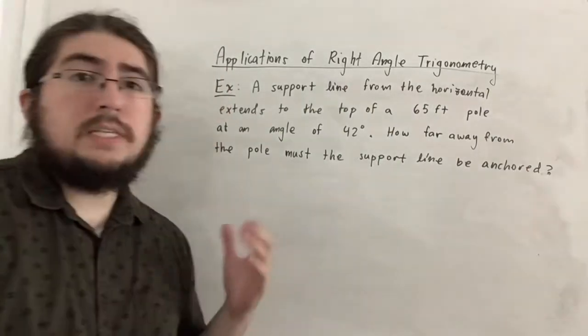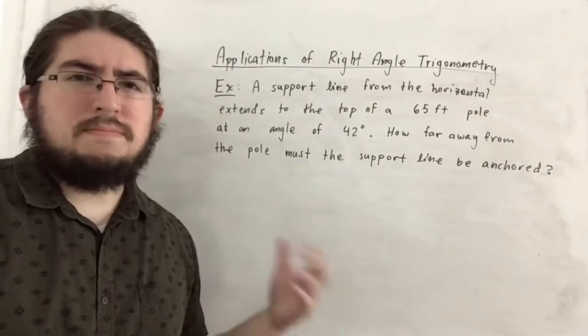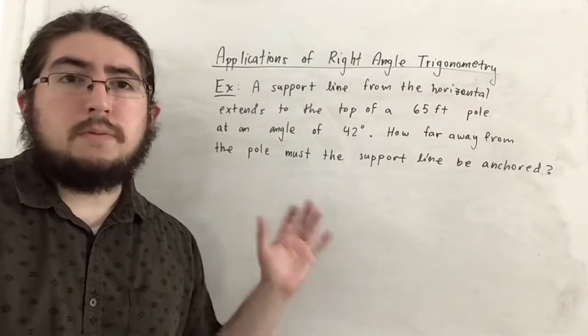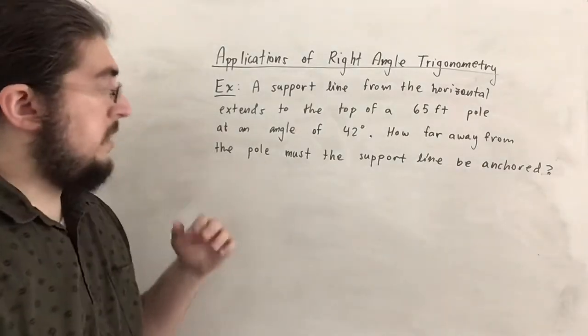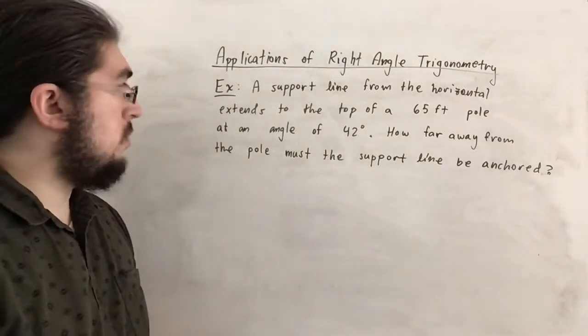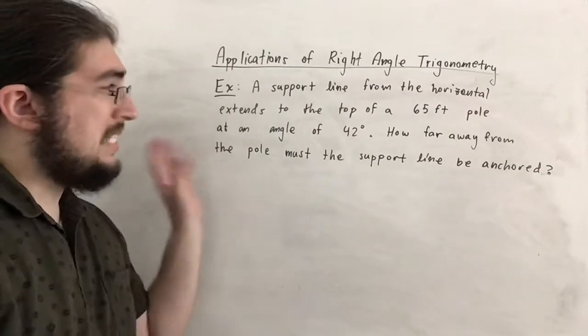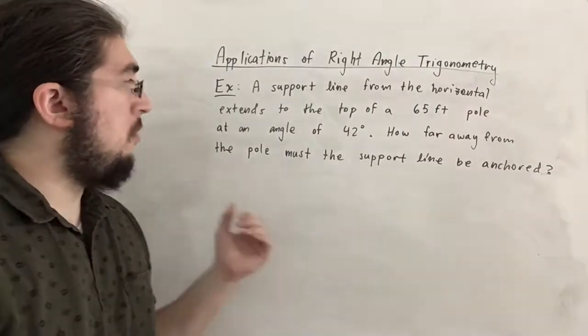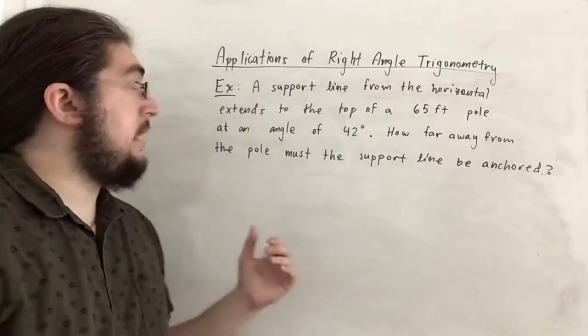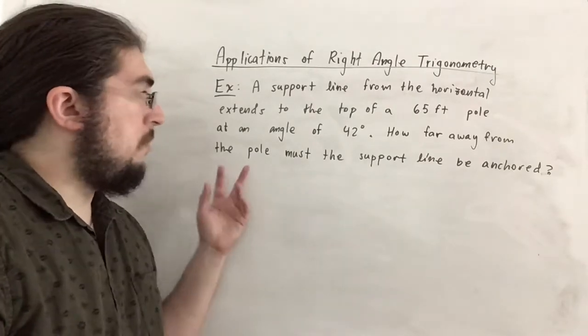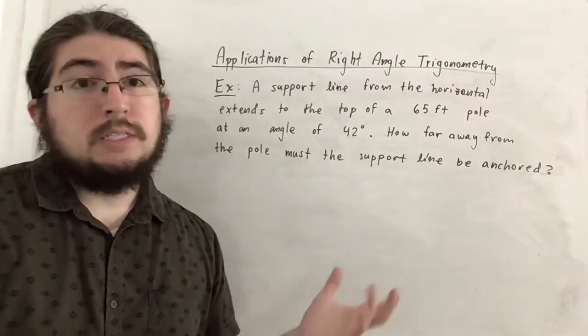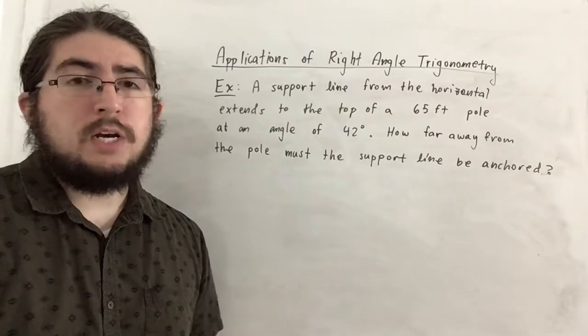All right, so here's a very typical example that we'll see that I was kind of building up to from the previous example. So let's read. It says, support line from the horizontal, so from the floor, extends to the top of a 65-foot pole at an angle of 42 degrees. How far away from the pole must the support line be anchored? So again, pretty practical application of trigonometry.